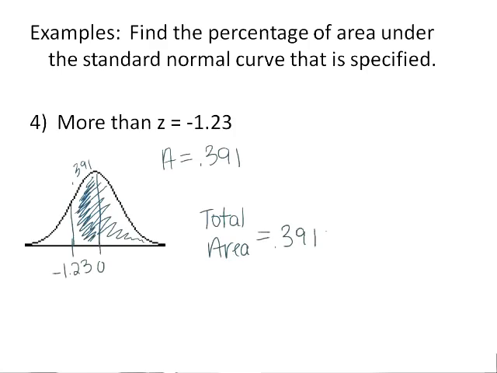I have 0.391 plus something else. Now how much area is over here to the right? Well, remember, all the area underneath the curve is equal to 1, and this represents half of the graph, so that will be 0.5. So I'm going to add 0.5 onto the 0.391 to get 0.891, which gives me a percentage of 89.1%. So anytime your shaded region contains more than half of your area underneath the curve, you do have to add the 0.5 onto that.